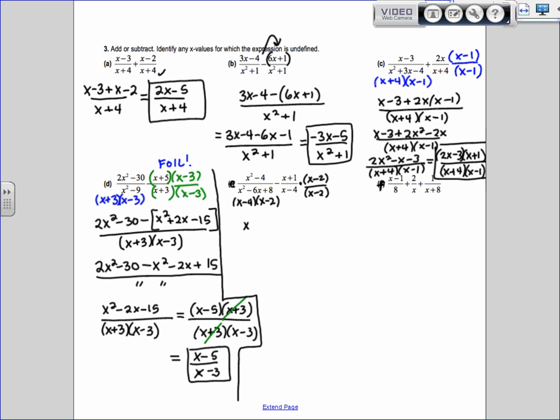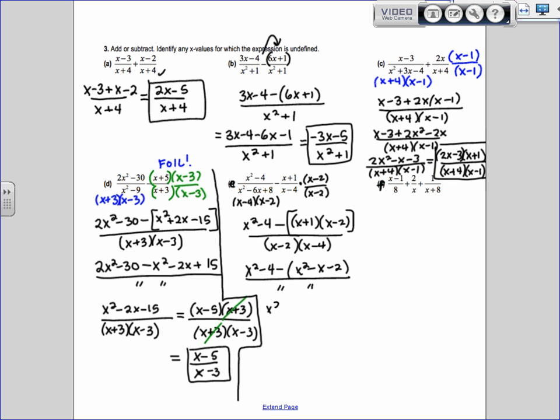All right, so I get x squared minus 4 minus, so I'm going to write this all in a bracket. I guess I could have FOILed it out there too. So I'm going to have x squared minus 4 minus, and when I FOIL, I get x squared minus x minus 2, all over the same denominator. So I have x squared minus 4 minus x squared plus x plus 2. I switch all the signs.